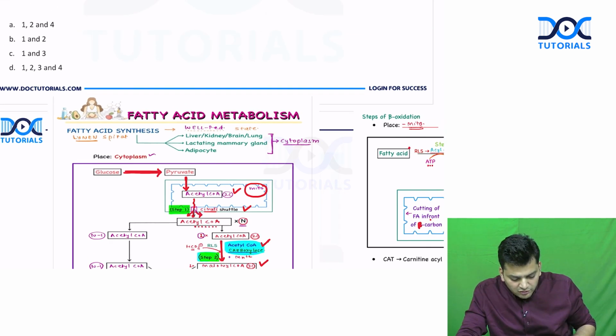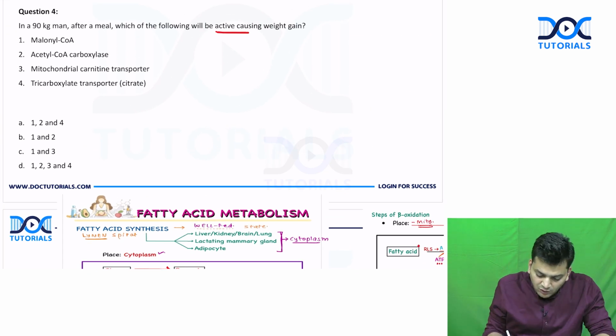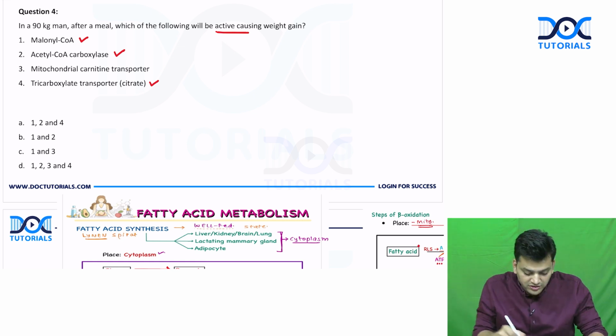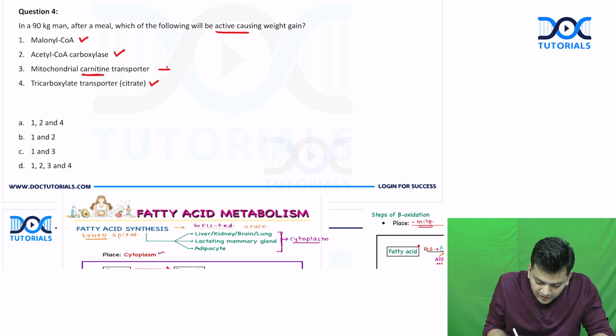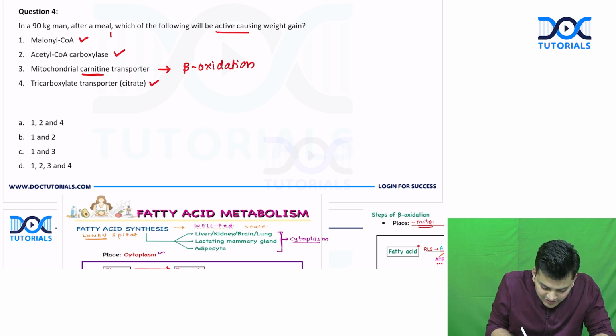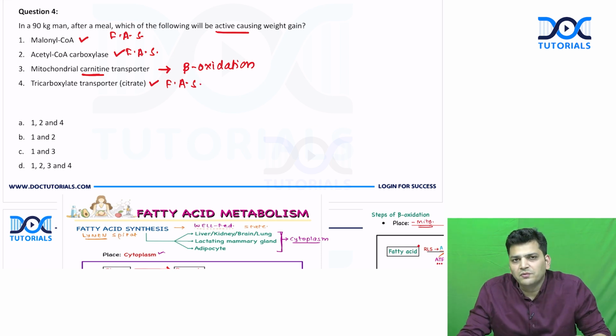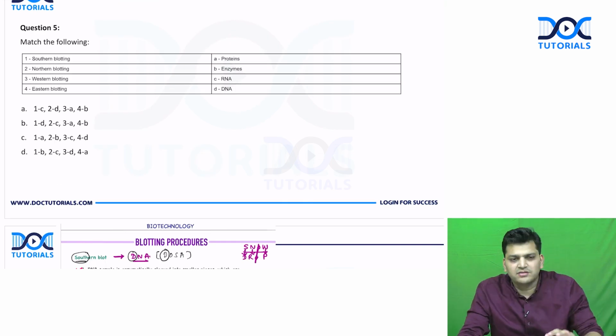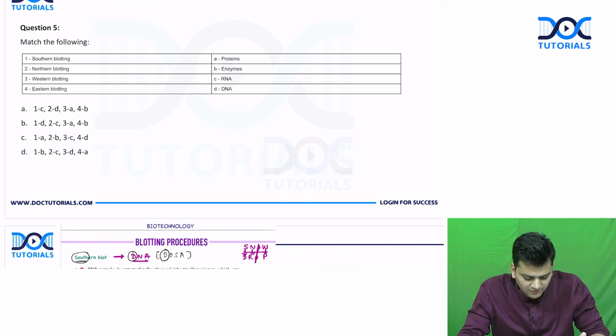Now, if you look at the options, what are the things required during fatty acid synthesis? We require malonyl-CoA, we require acetyl-CoA carboxylase, we require the citrate shuttle. We don't require the carnitine shuttle, because the carnitine shuttle is used during beta oxidation of the fatty acid. The remaining is utilized for fatty acid synthesis. So the answer is going to be 1, 2 and 4, the combination of 1, 2 and 4 that is given in the first choice. Now this was a straightforward, easy question.